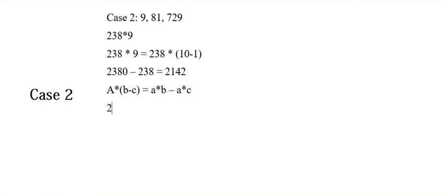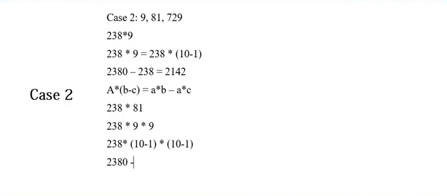Let us say we have to multiply 238 by 81. Now how do we do it? Step number 1, 238. This 81 can be written as what? 9 into 9. Correct? Now 238 into this 9 can be written as 10 minus 1. And one more 9 can be written as 10 minus 1. Now 238 into (10 minus 1) into (10 minus 1), how will you write it? We'll write it as (2380 minus 238) the whole into (10 minus 1).